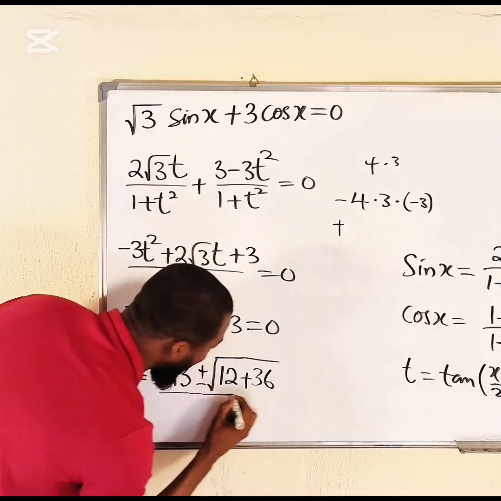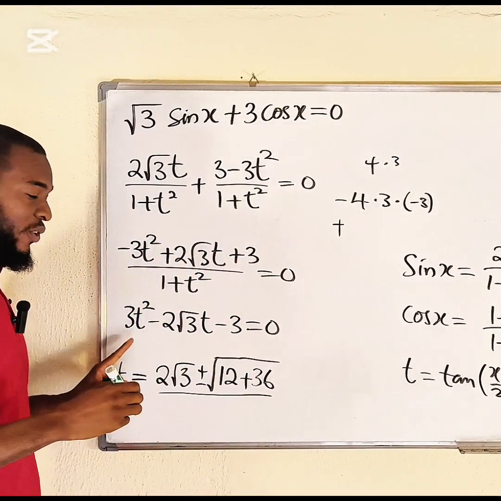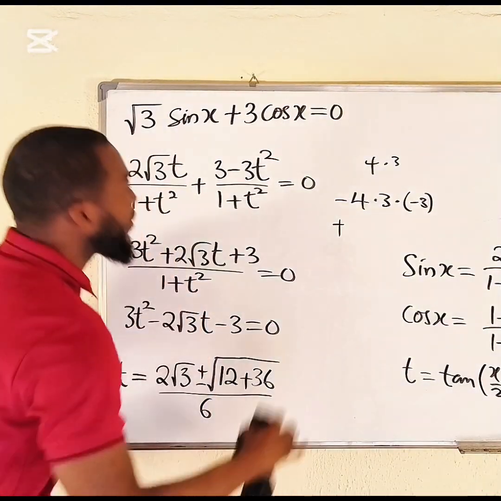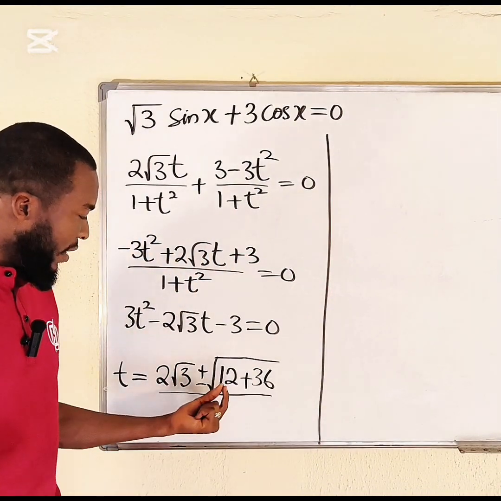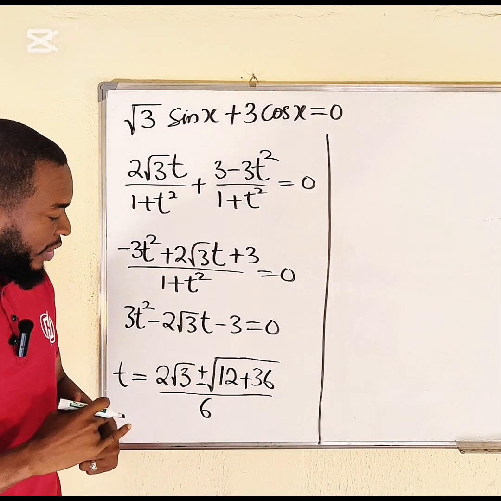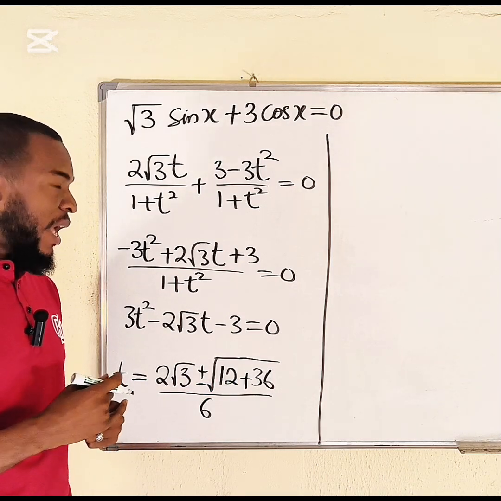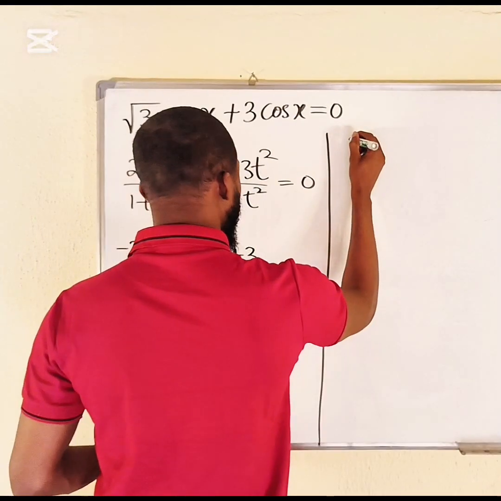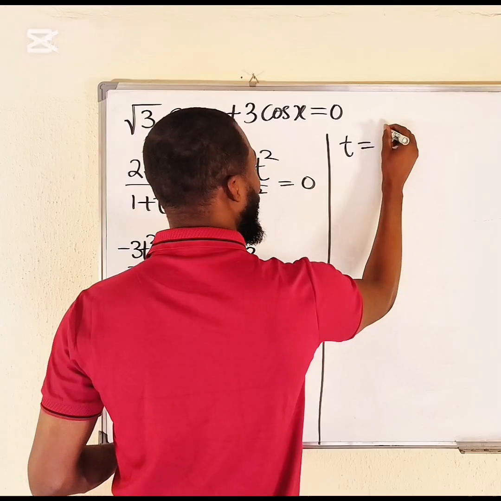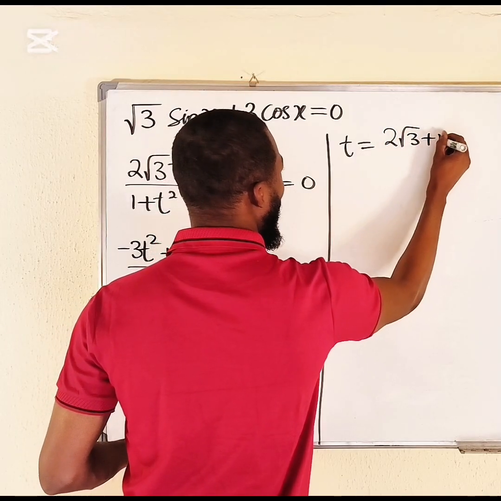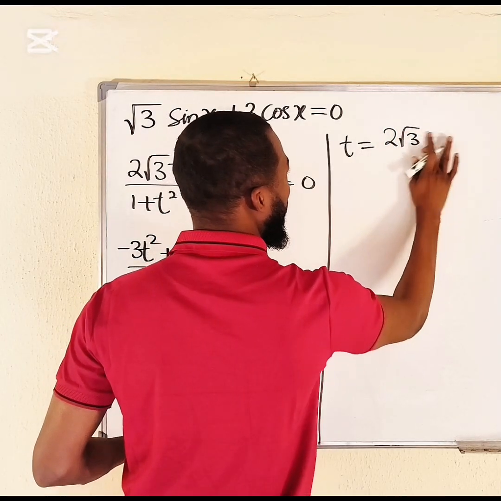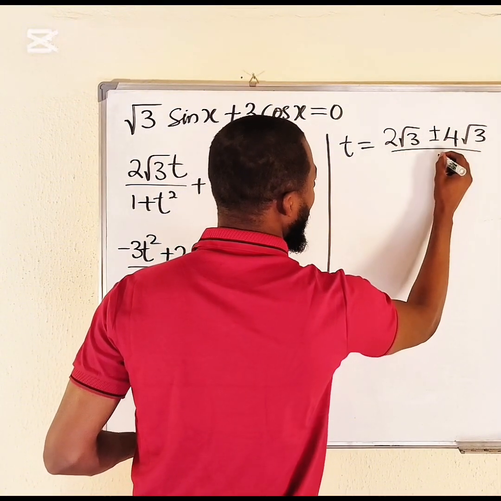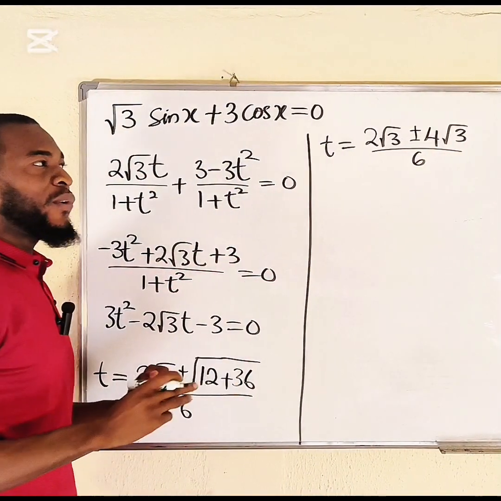The whole of this is divided by 2a, and a is the leading coefficient. 2 times 3 is 6. All right, I think I can move to the other side. Let me see here, 12 plus 36 will give us 48, and the square root of 48 is 4 root 3, yes. So this is 2 root 3 plus or minus 4 root 3, divided by 6. So we have two values of t here.